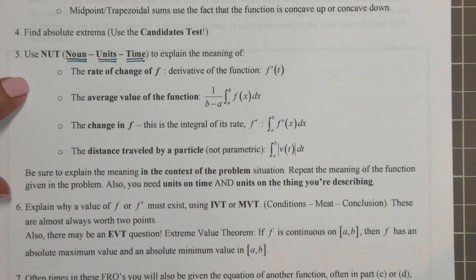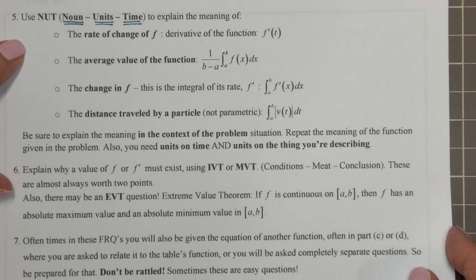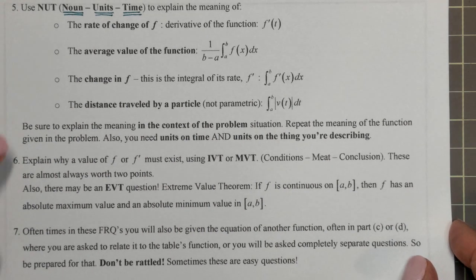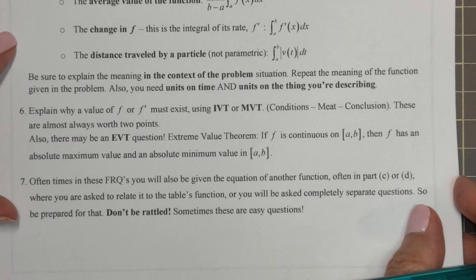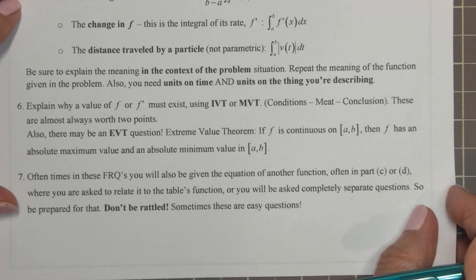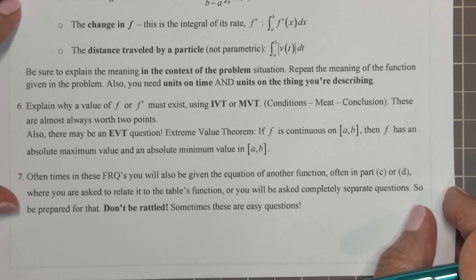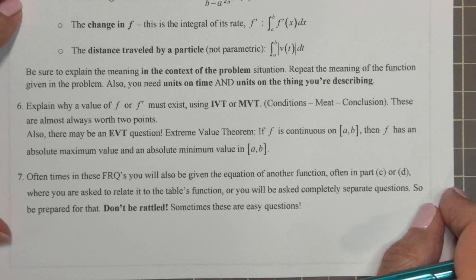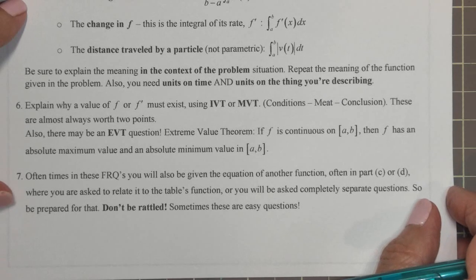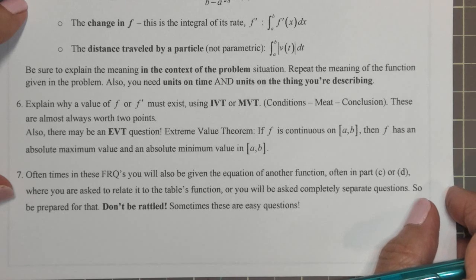These are some of the things that you might have to give the meaning of. Be sure to give the meaning in the context of the problem. They will tell you to, but be sure to do that. Don't say it's the average F. Say it's the average height of the tree, or whatever F means.